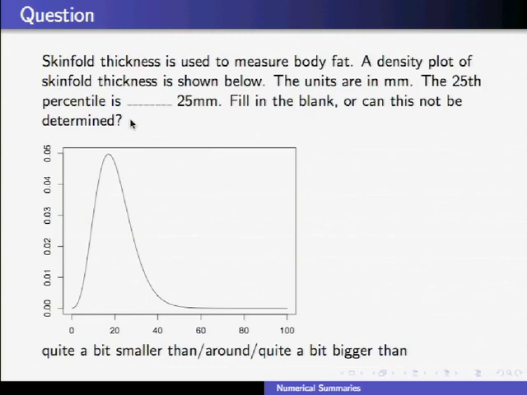Okay, skin fold thickness is used to measure body fat. Here's a density plot of skin fold thickness. The units are in millimeters. The 20th percentile is blank 25 millimeters. Fill in the blank, or can this not be determined? Is it quite a bit smaller than 25 millimeters? Around 25 millimeters? Quite a bit bigger than 25 millimeters? The 25th percentile.